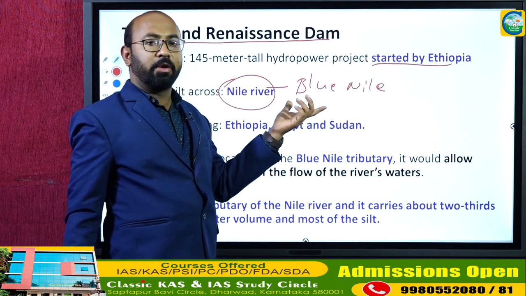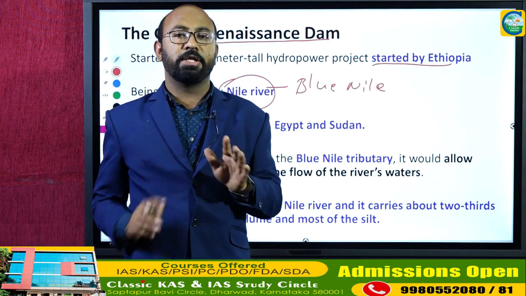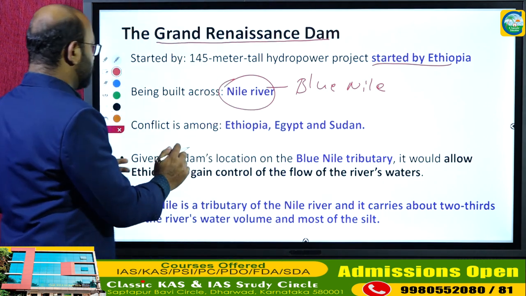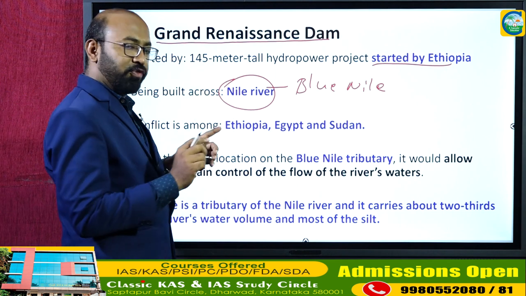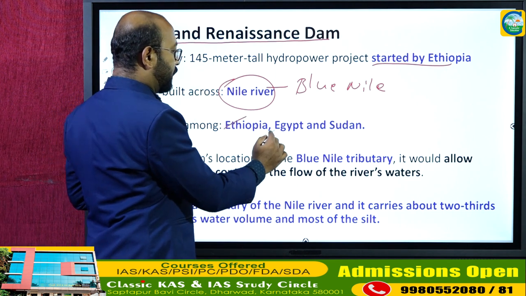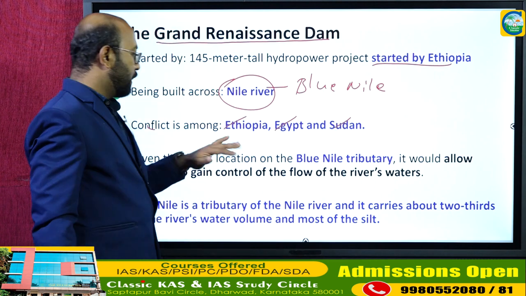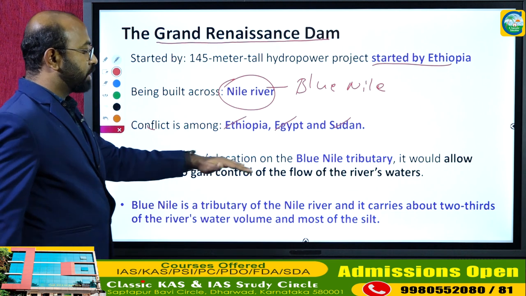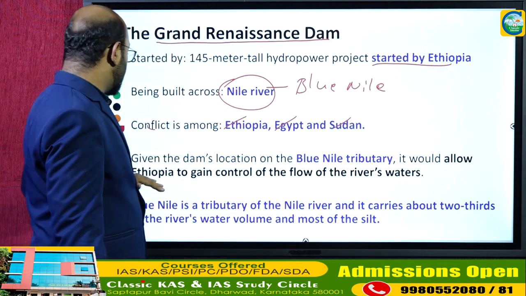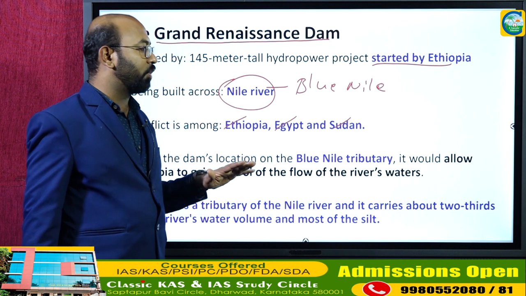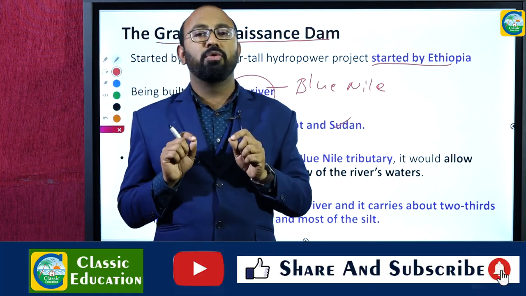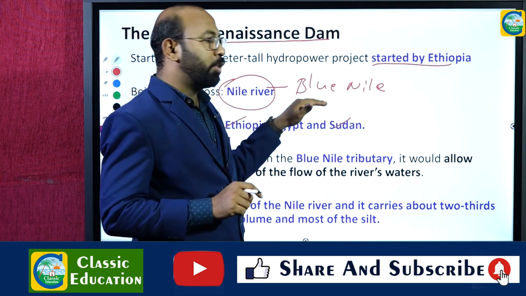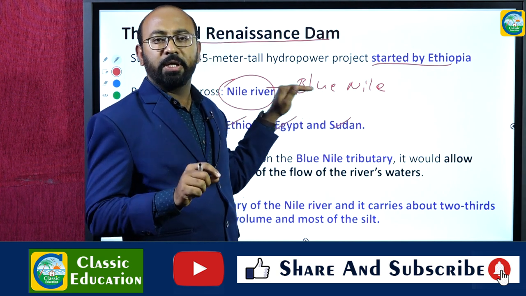Okay, Blue Nile and the White Nile, these are the two very important tributaries of the Nile River. Okay, this dam has created the conflict among Ethiopia, Egypt and Sudan, right? These are the three countries involved in the issue. Now, given the dam's location on the Blue Nile tributary, it would allow Ethiopia to gain control over the flow of the river's waters. This Blue Nile contributes 2/3 of the water to the Nile River. See, that means Blue Nile is the very important tributary of the Nile River.